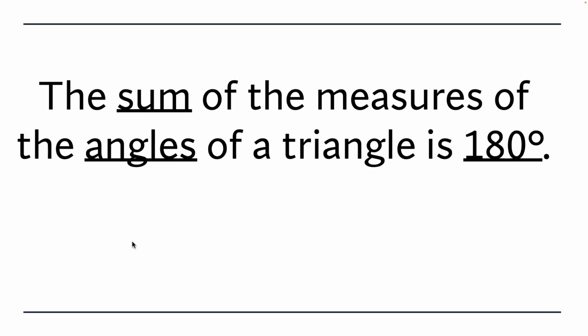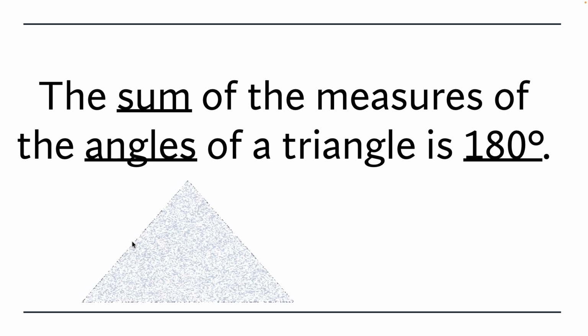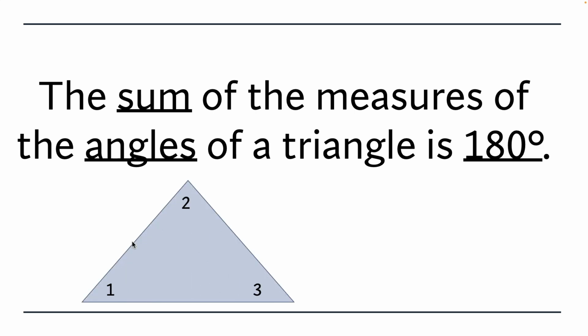First thing we need to know, the most important thing, is that the sum of the measures of the angles of a triangle is 180 degrees. So if we have this triangle here, it has three angles in it. And if we add those three angles together, they should add to 180 degrees.